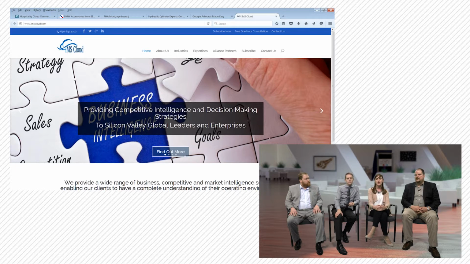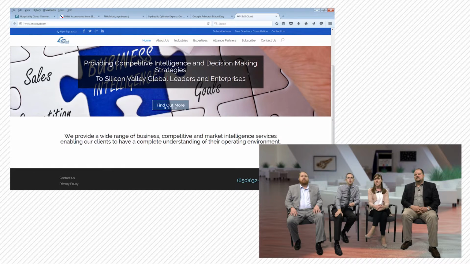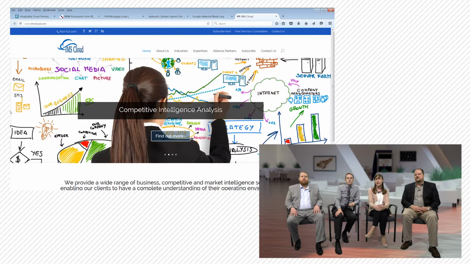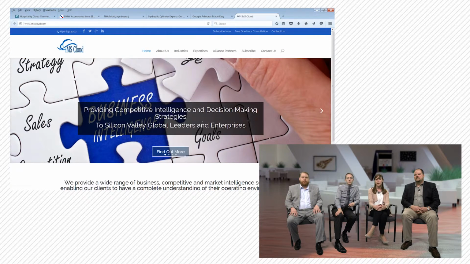One thing I will say I like is right below our banner here, that line that we provide a wide range of business services. I do feel like I get some clarity into what they can provide. So I think that's a good touch, but I think more specificity and again, translating it into the benefit for me. To me, the headline, the Silicon Valley global leaders and enterprises, feels somewhat geographically exclusionary.